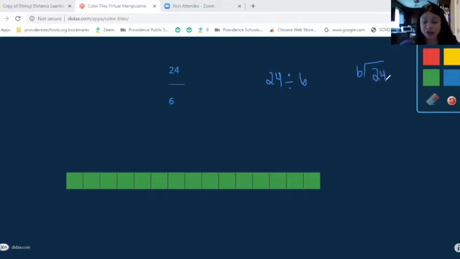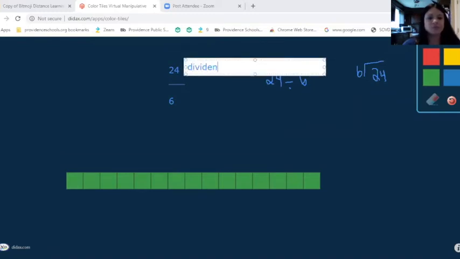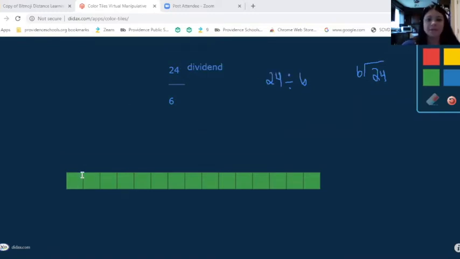So let's recall those vocabulary words again. My 24, which is my top number or my first number, is also the number that goes inside the division box. That is called your dividend. So that's how many blocks we would need in total.